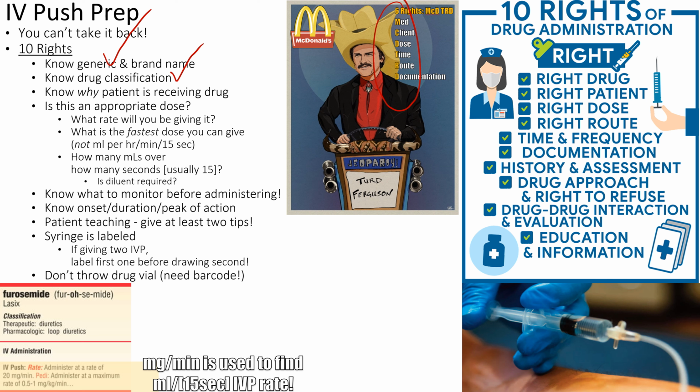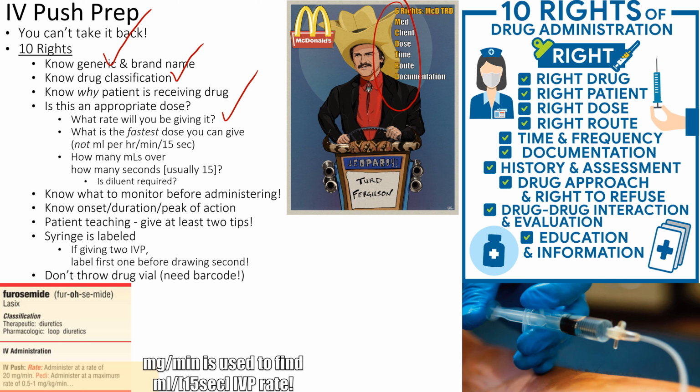Did I check my electrolytes? Did I check my H&H? Did I check these things? Okay. Is it an appropriate dose? What rate will you be giving it at? So how fast can I give it, right? And usually when you're instructed in how to give IV push meds, you're giving it over a 15-second interval. So you're solving for 15 seconds, right? So you're not solving for mLs per hour.